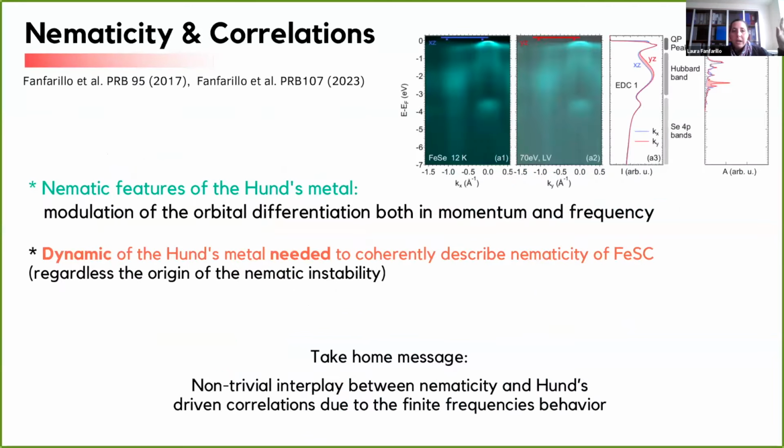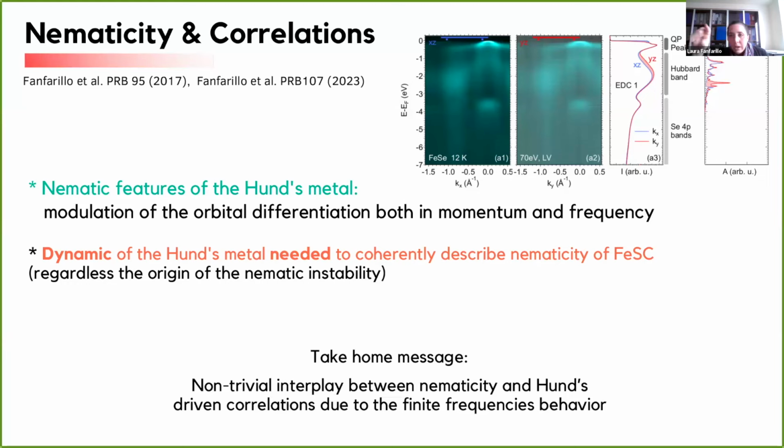So this is the conclusion about the nematicity. I showed you the nematic features of the Hund's metal, that are the modulation of the orbital differentiation both in momentum and frequency. And I tried to convince you that it is the dynamics of the Hund's metal that is needed to coherently describe this experiment in iron-based superconductors.